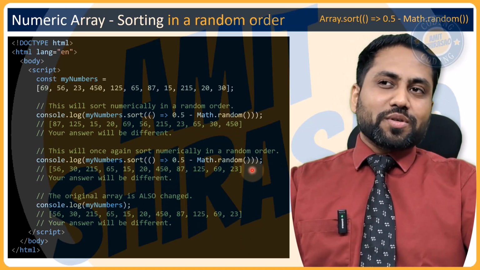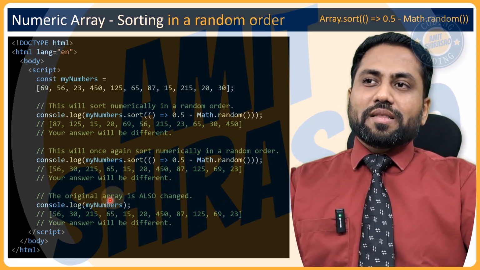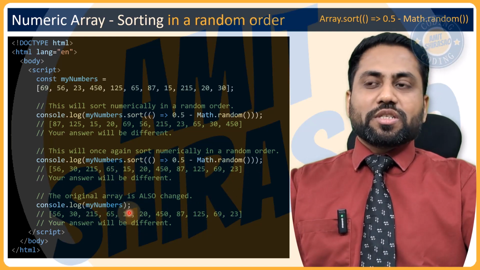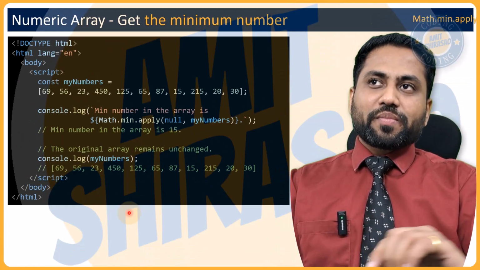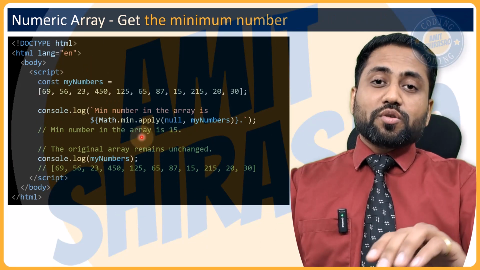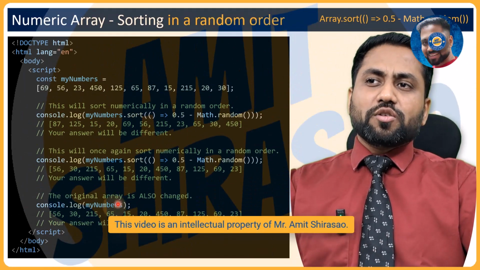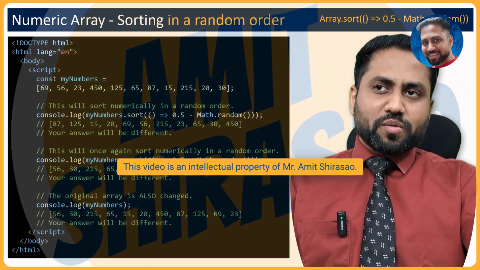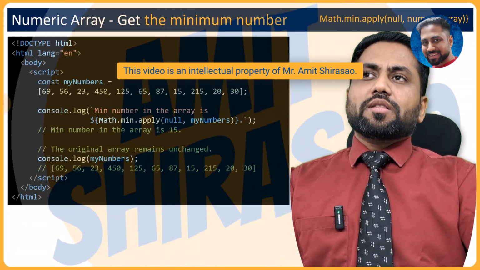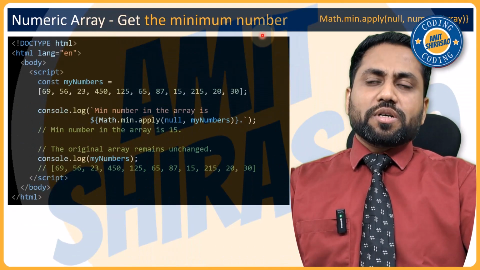This is a very nice interview question. Again, I'm using sort, and that's why the original array is going to change. If you don't want the original array to change, obviously use toSorted. Okay, simple. Now, numeric array: get the minimum number.